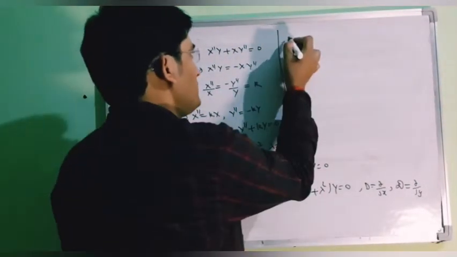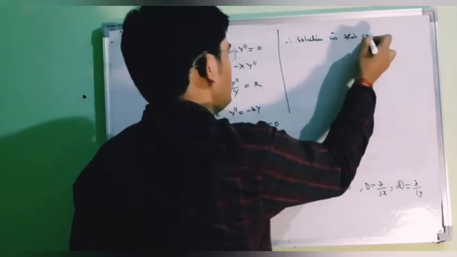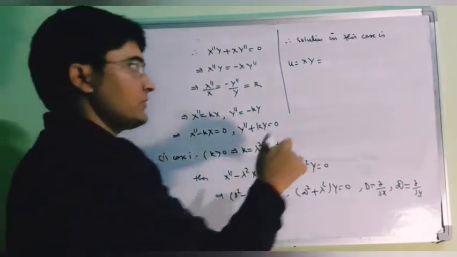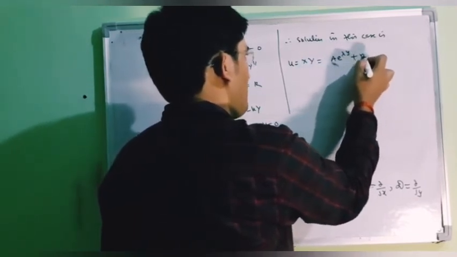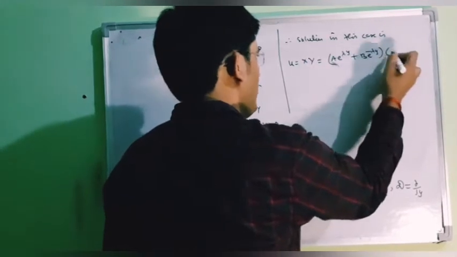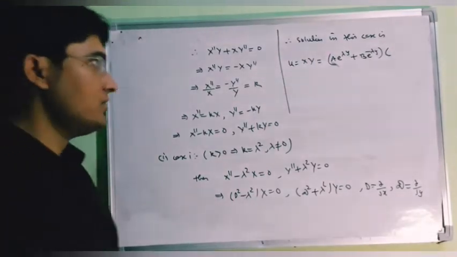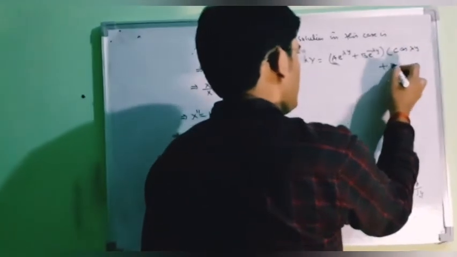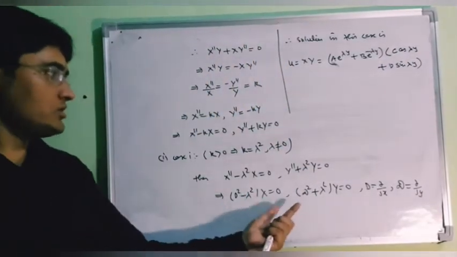So therefore your solution in this case is u equal to X into Y. From here our X will be a e to power lambda x plus b e to power minus lambda x, and from here our auxiliary equation will have roots plus minus lambda i. So our solution will be c cos lambda y plus d sin lambda y. So this is our solution in this case.